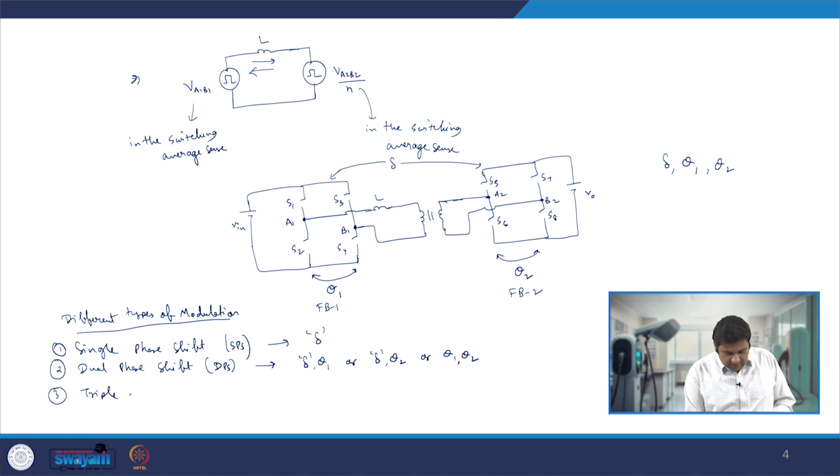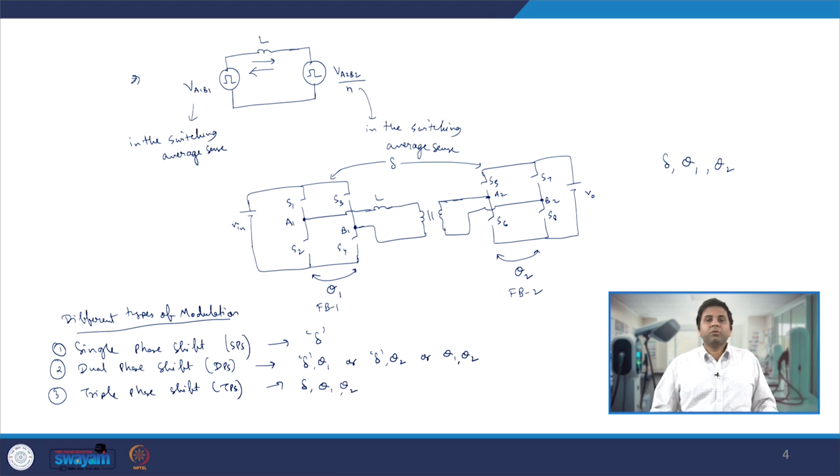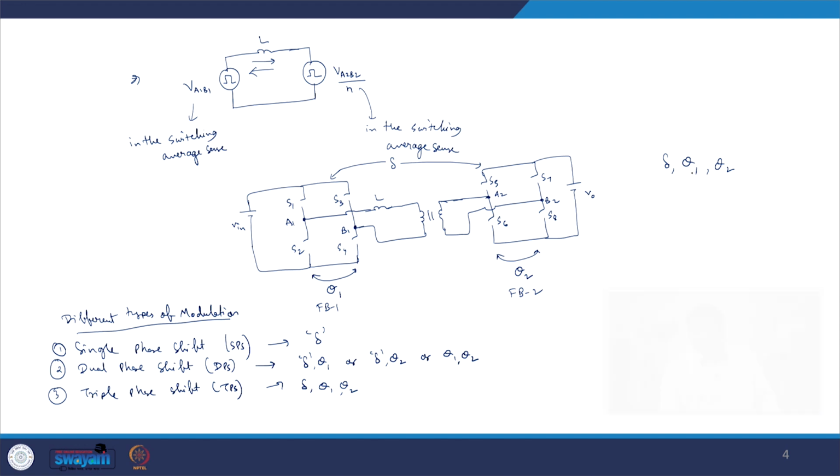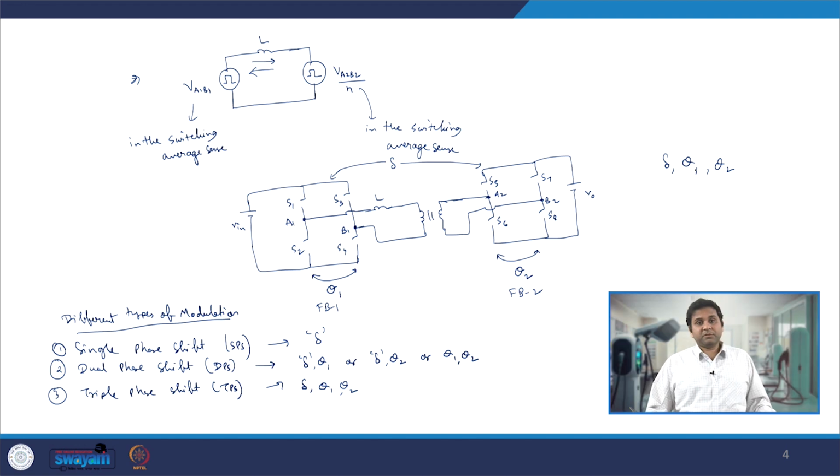Then the third one comprises, since we have three phase shifts present, triple phase shift modulation, also called TPS modulation. Here we are changing all of delta, theta 1 and theta 2, and that's when we can control the output voltage, or you can say control the power flow going from A1 B1 to A2 B2, or from A2 B2 to A1 B1. We can do the power flow control by changing all three phase shifts delta, theta 1 and theta 2.